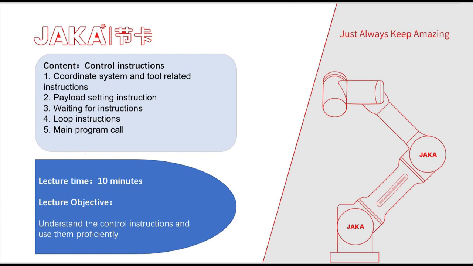1. Coordinates and tool related instruction. 2. Load settings instruction. 3. Waiting instruction. 4. Cycle or loop instruction. 5. The main program call instruction. The duration of this course is about 10 minutes. The course objective is to understand the control instruction and be able to use them proficiently.